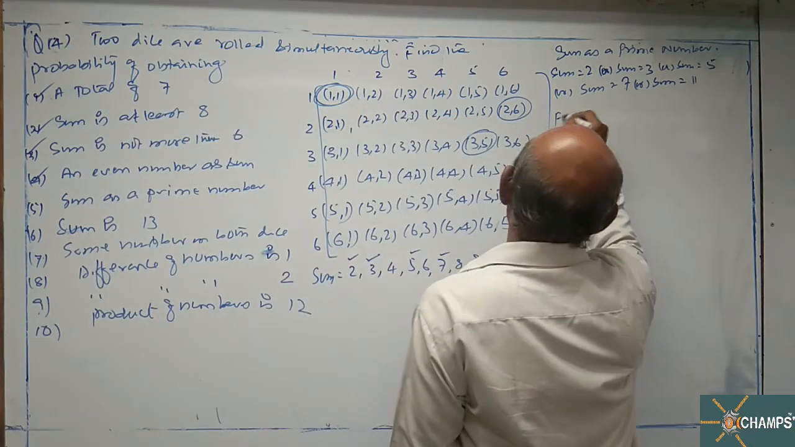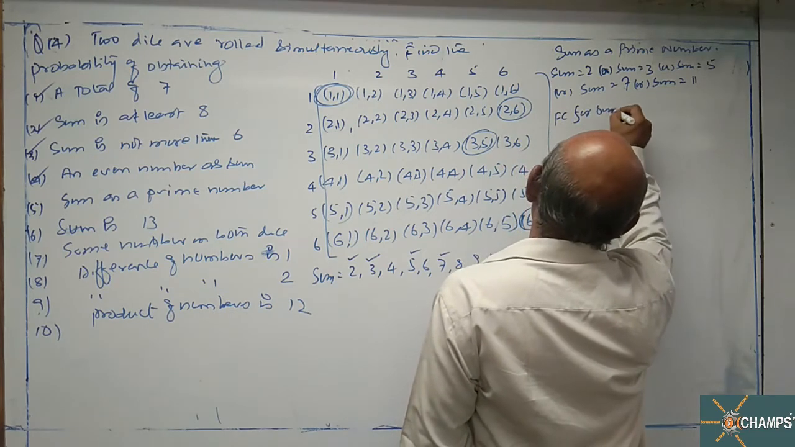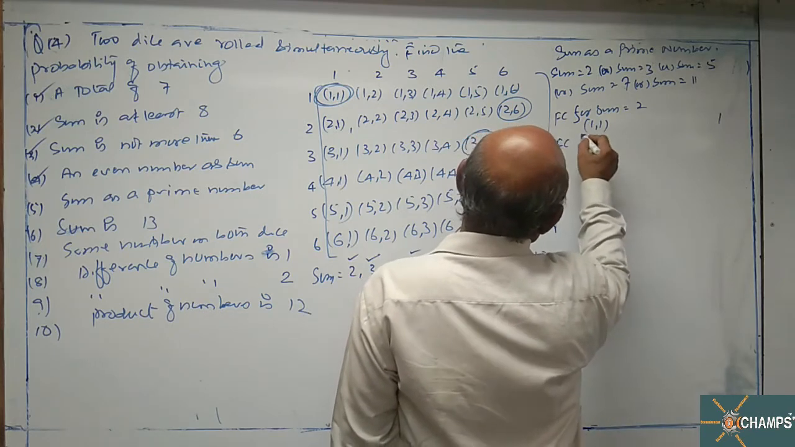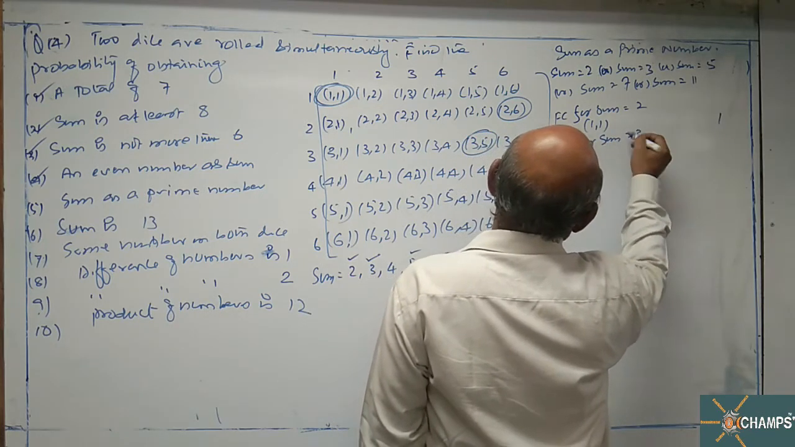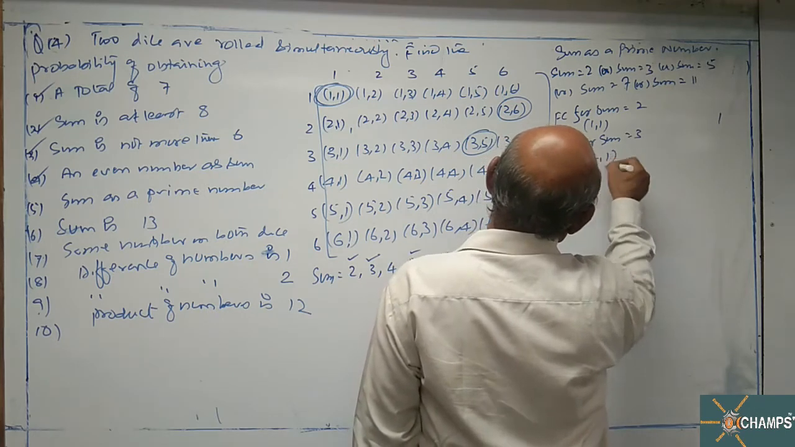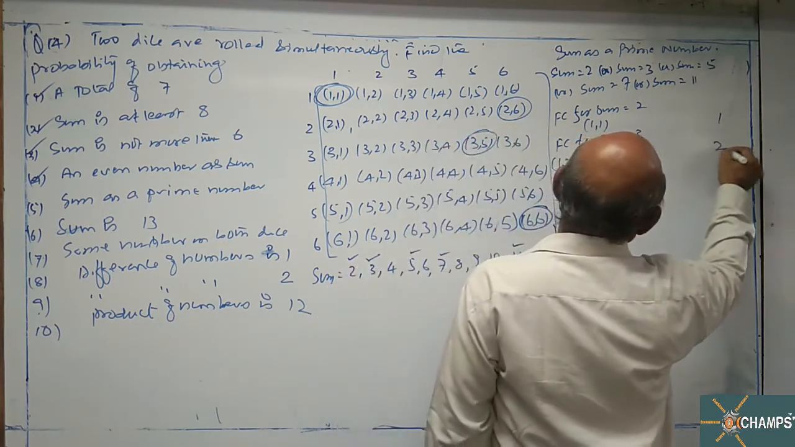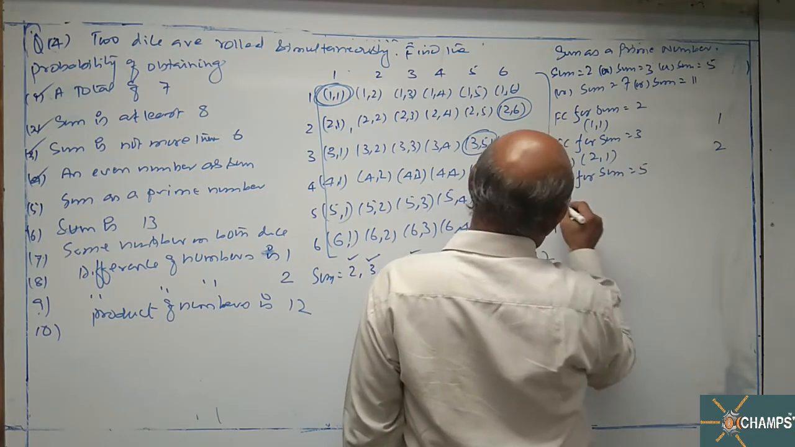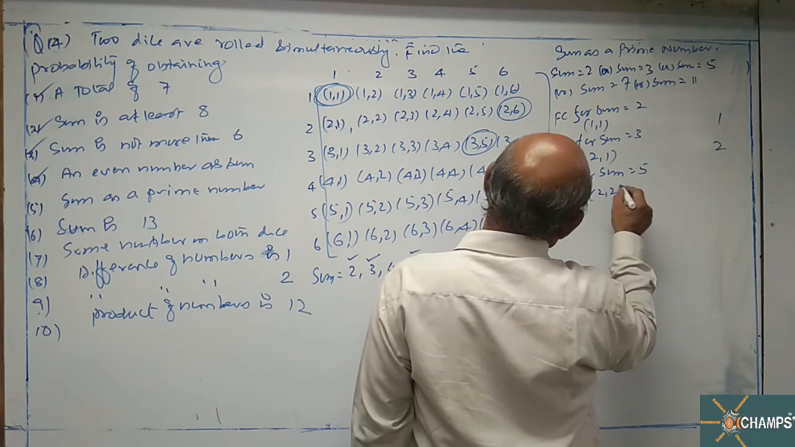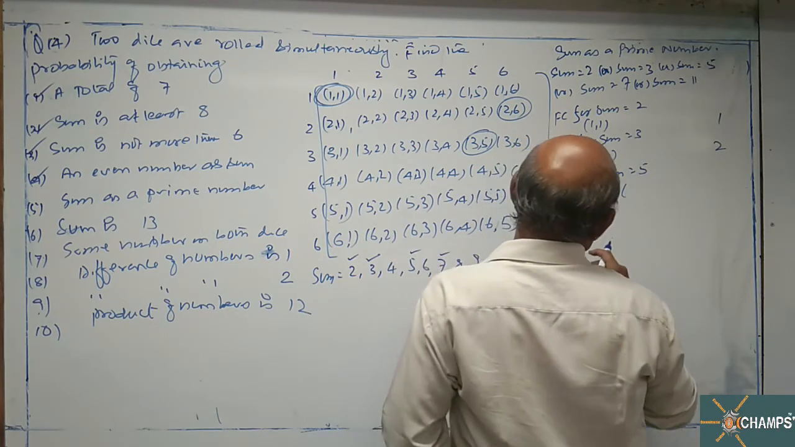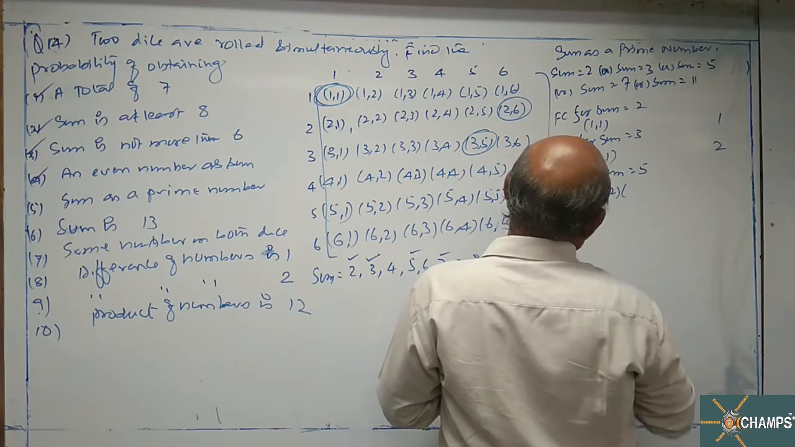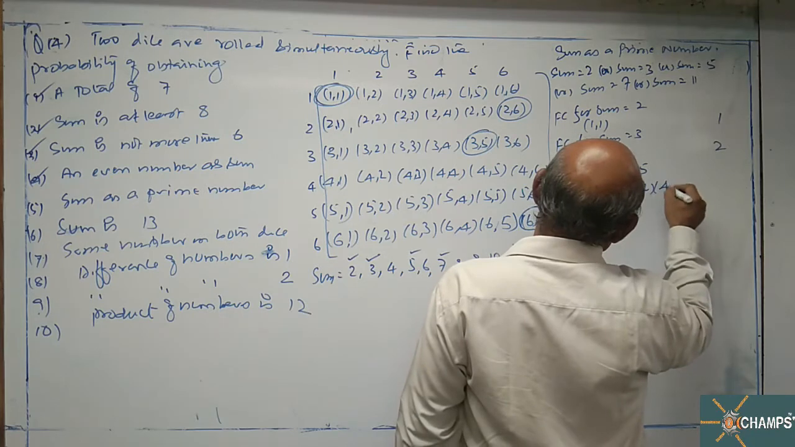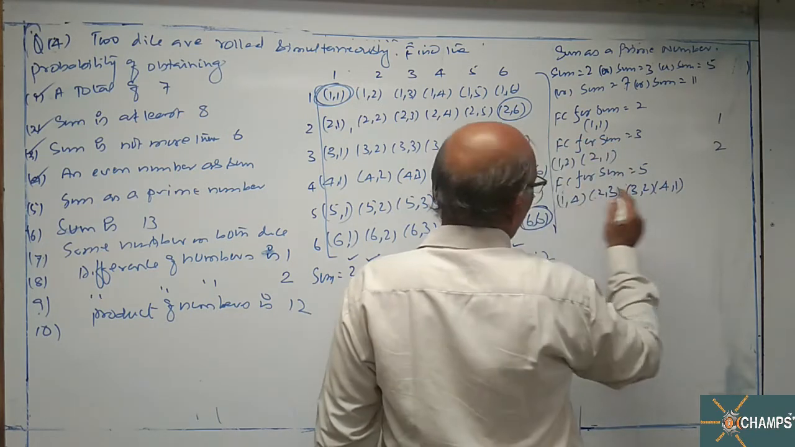Calculate favorable cases for 2. Favorable cases for sum is equal to 2, 1 comma 1. There is only one case. Favorable case for sum is equal to 3. 1 comma 2, 2 comma 1. 2 cases. Favorable cases for sum is equal to 5. 1 comma 4, 2 comma 3, 3 comma 2, 4 comma 1. 1, 2, 3, 4 cases.